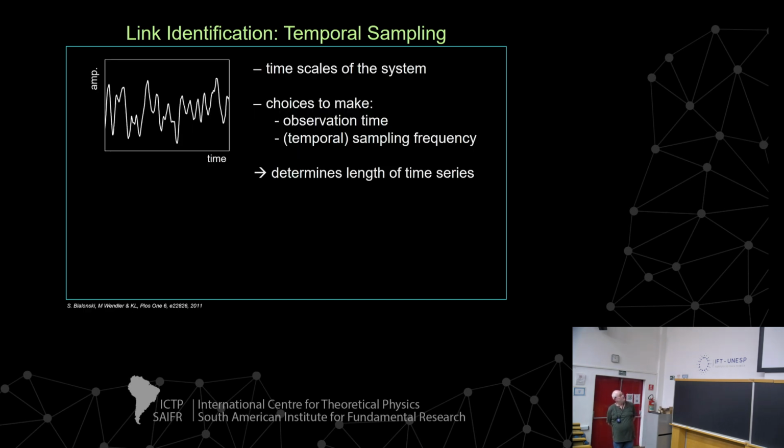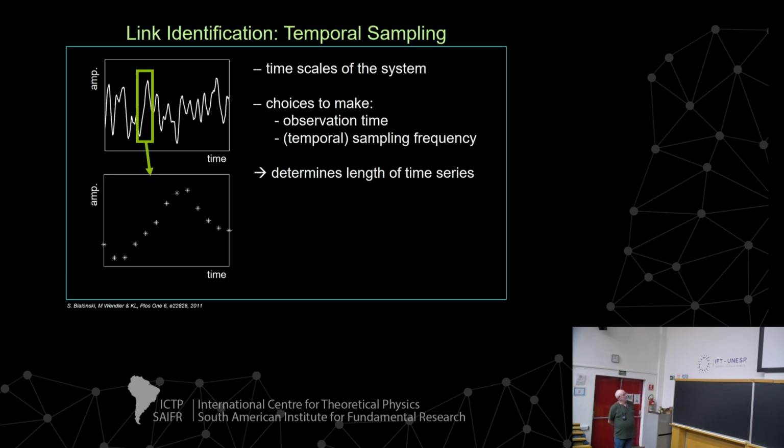So we have that one here. We have some time series, some amplitude over time, and let's assume that this is the true one that we have, and we need to make some choice, namely the observation time. So how long do we measure something in order to capture the relevant dynamics? And the sampling frequency, and then that determines the length of the time series, and with that you already have the interplay between stationarity, non-stationarity, and accuracy. That is some kind of balance that you would need to make, again, depending on your system.